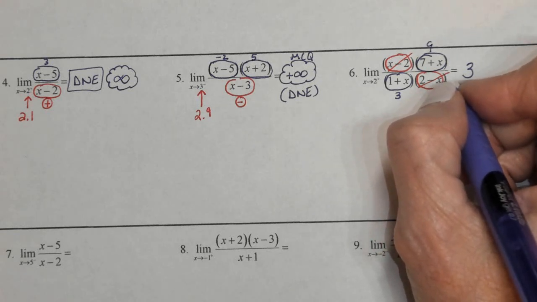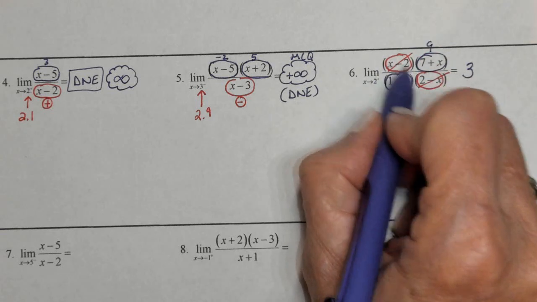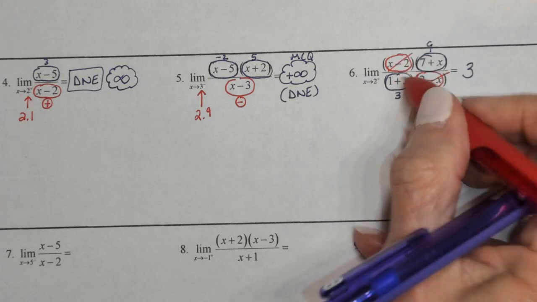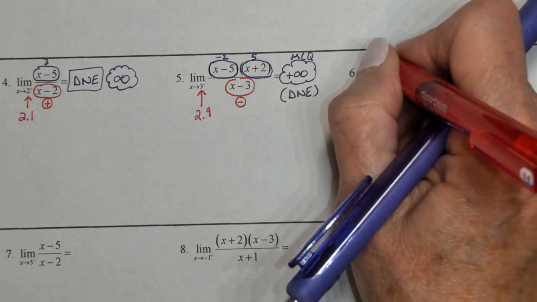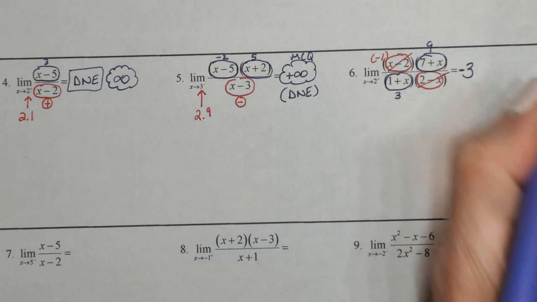Oh, you know what? I did something here. I reduced those, but I didn't reduce correctly, did I? I reduced those, but they don't reduce to a 1, they reduce to a negative 1. So this will be a negative 3, not a 3.